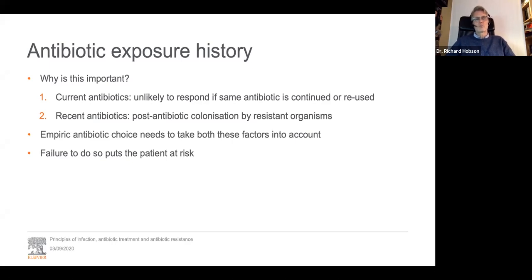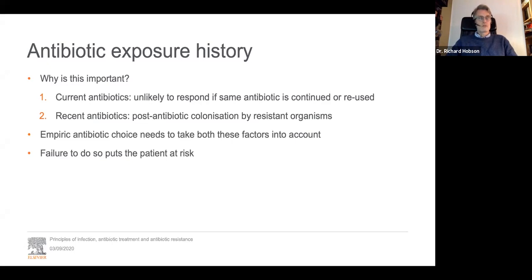The other reason it's important is that if a patient has recently been given antibiotics, then they are more likely to have become colonized by organisms which are resistant to those antibiotics. It's not an on-off phenomenon by any means, but it's more likely that they'll be carrying strains of resistant organisms in their normal flora or their microbiome. So the empiric antibiotic choice needs to take both these factors into account. And again, just like the other thing I mentioned, failure to do this puts the patient at risk of treatment failure.